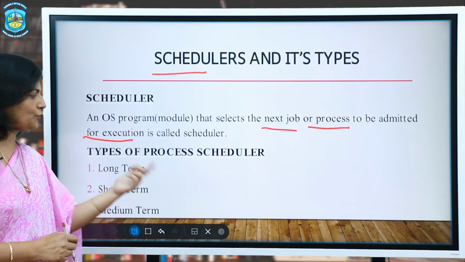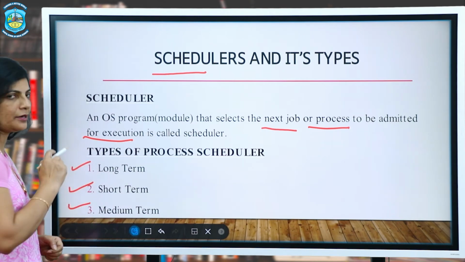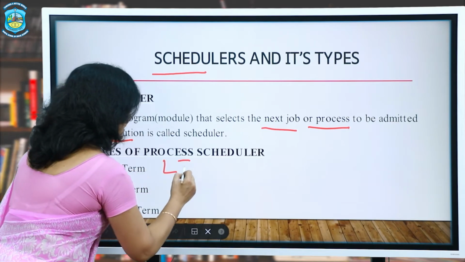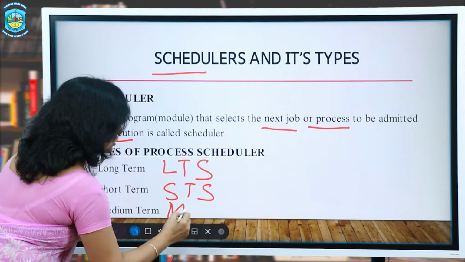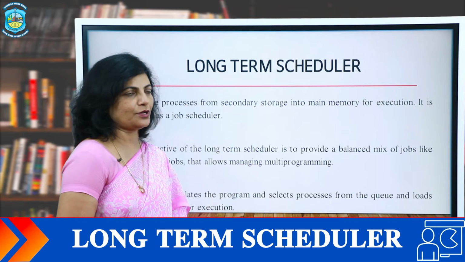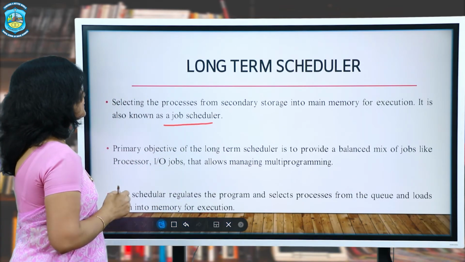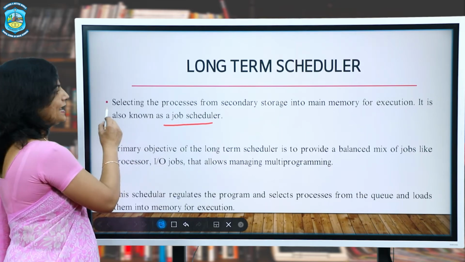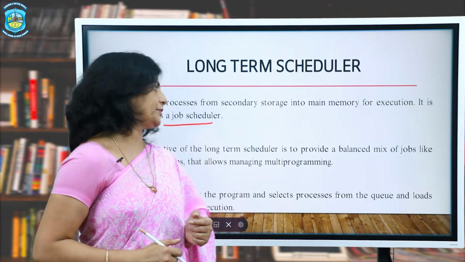There are three types of scheduler: long-term scheduler, short-term scheduler and medium-term scheduler. These schedulers can be termed LTS, STS or MTS. Let us understand what a long-term scheduler is. The long-term scheduler is also known as the job scheduler, and its task is to select processes from the secondary memory to the primary memory.